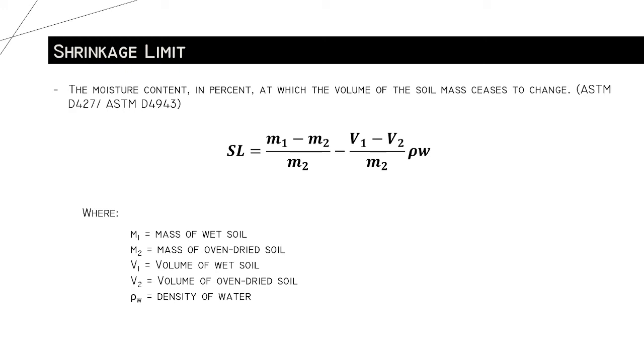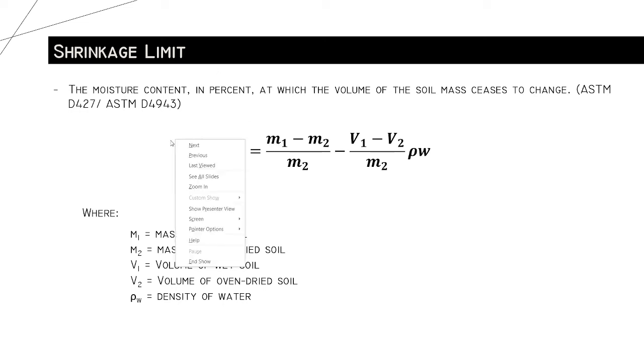And then lastly of the Atterberg limits is the shrinkage limit. This is the moisture content at which the volume of the soil mass ceases to change, or the transition point from the solid state to semi-solid state. And it is denoted by SL, which is equal to the initial mass, or the wet mass, minus the oven-dried mass all over the mass of the oven-dried soil.